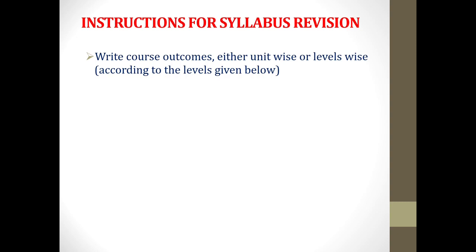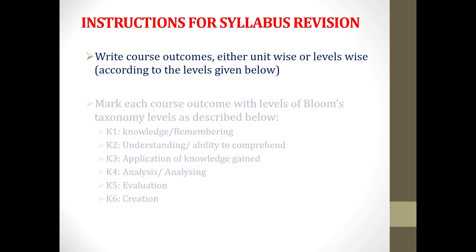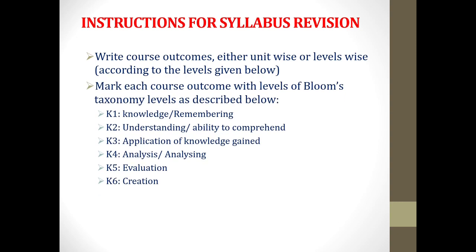We need to write a course outcome either unit wise or based on knowledge level, so it is according to our choice, and we need to mark each course outcome with Bloom's knowledge level. So if chapter 1 or course outcome 1 helps the student to remember the laws or remember the concept, then we can say chapter 1 is in level 1 of the knowledge, so K1. So according to the content of our syllabus, we can mark them as K1 level, K2 level, K6 level.